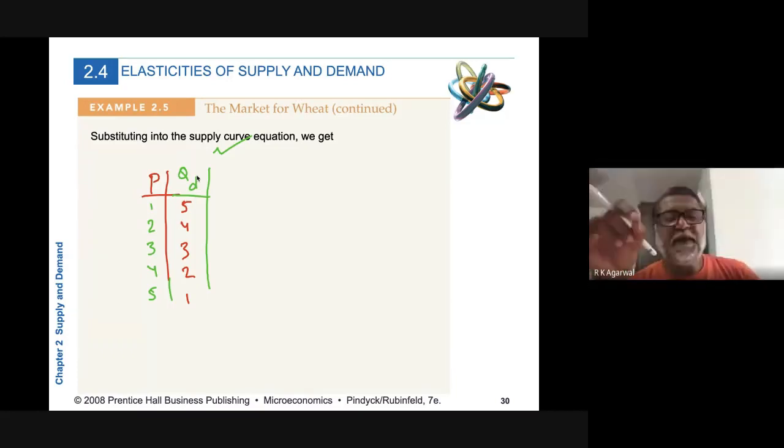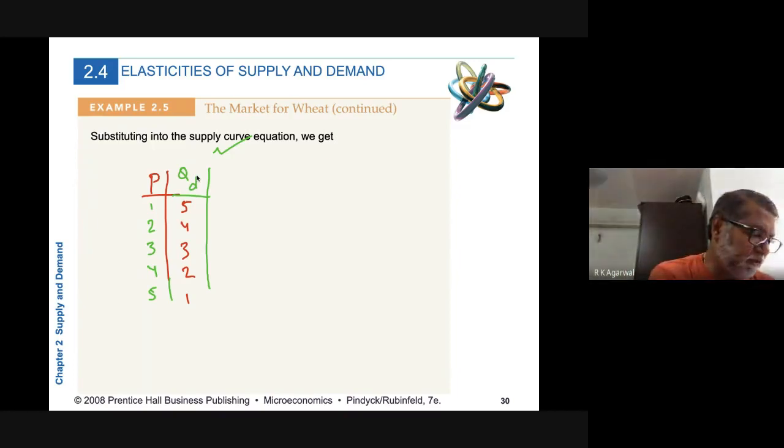But right now, I'll simply tell you a few steps you have to follow in order to calculate the slope of the demand equation. So what is it that we are trying to achieve? Calculate slope of the demand curve.